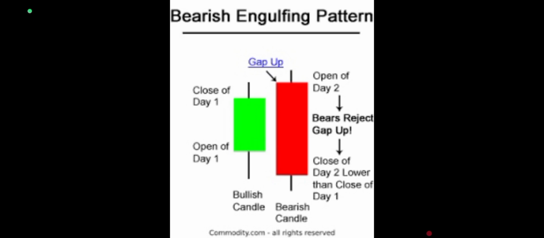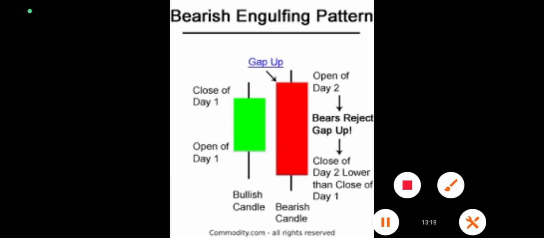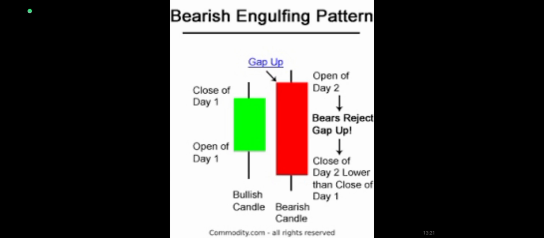A bearish engulfing candlestick forms when there is a small green candlestick followed by a larger red candlestick that engulfs the first one, indicating a potential downward trend. Based on what I showed you earlier, this one is the bearish engulfing candlestick. It happens only when there is a small green candlestick and a larger red candlestick, signaling that the market is actually going to go down.